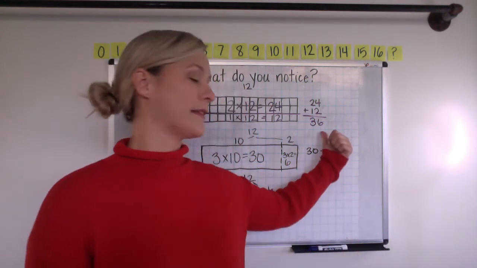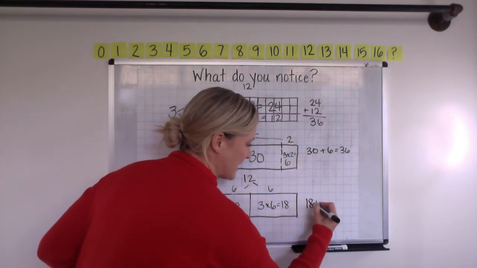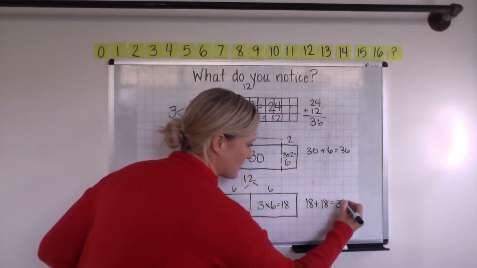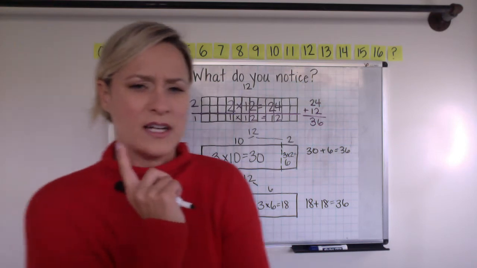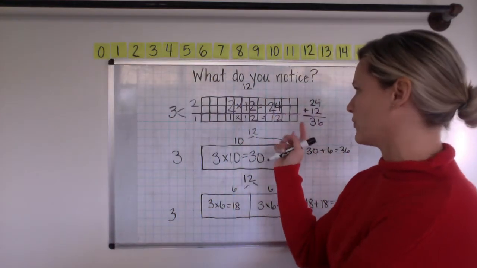Well, it's going to be 36, right? Answer's not going to change. It's still going to be 36, no matter what way you think about it. Now, let's think about this. Let's get a multiplication equation for each one of these.